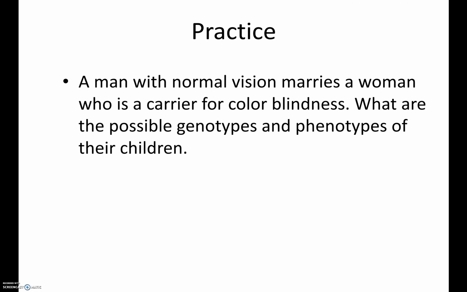Okay, let's jump to a Punnett square. I'm going to come back to this one here for you. Okay, let's figure out how we're gonna draw these. A man with normal color vision marries a woman who is a carrier for color blindness. What are the possible genotypes and phenotypes of their children? Okay, we're just gonna use X's and Y's on this.